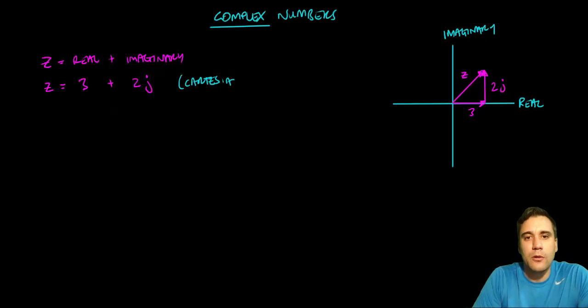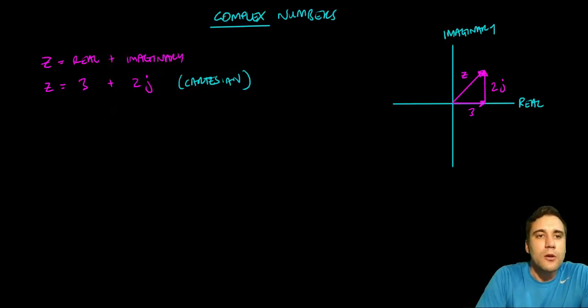Now this form here is called Cartesian form, because, if you don't know, Cartesian is referring to this guy René Descartes, who came up with this idea of representing things on a set of axes and visualizing problems in this way. So that's why this is called Cartesian form, because it very readily allows you to see the different real and imaginary components.